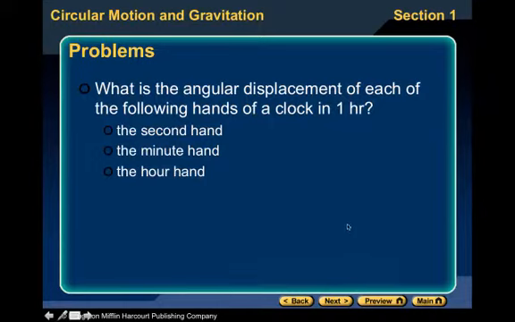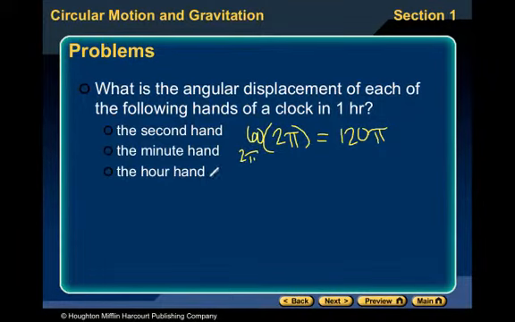So what's the angular displacement of each of the following hands of the clock in 1 hour? In 1 hour, how many times does the second hand go around? It goes around once every minute, and there are 60 minutes, so it has 60 times 2 pi, or we could say 120 pi. The minute hand would only go around one time, so that would just be 2 pi. And the hour hand goes around 1/12 of 2 pi, or we could say 1/6 pi.